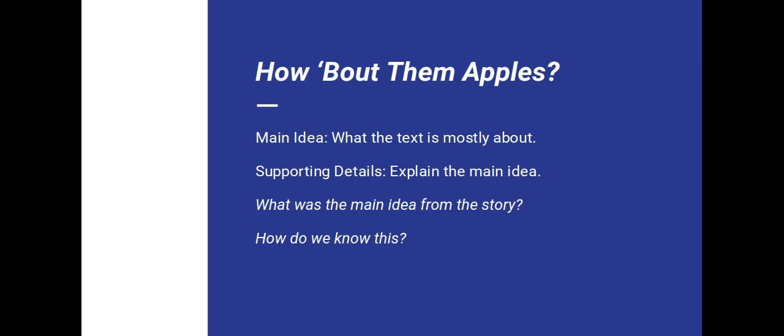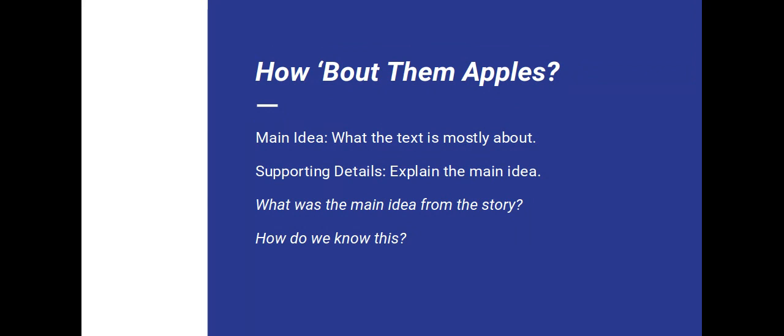First, we need to define what the main idea is and supporting details. The main idea is what the text is mostly about, and the supporting details explain or describe the main idea. So, how do I find the main idea? There are many indicators that we can use while reading a story.